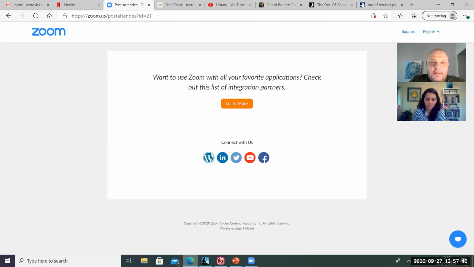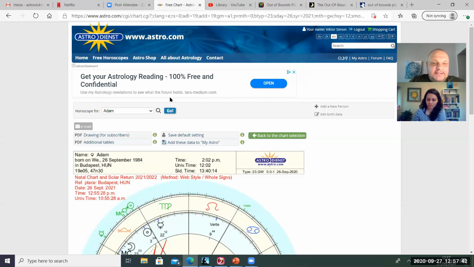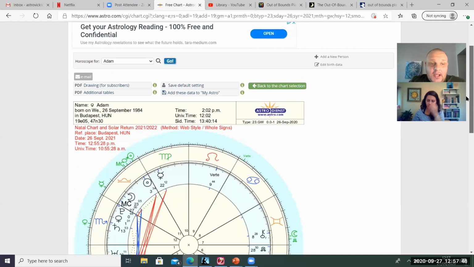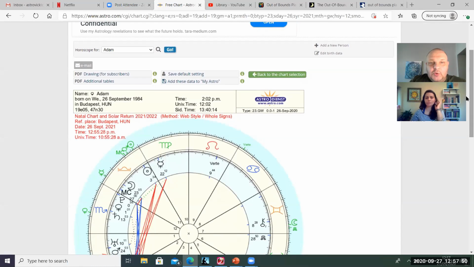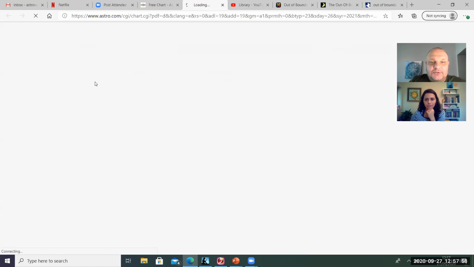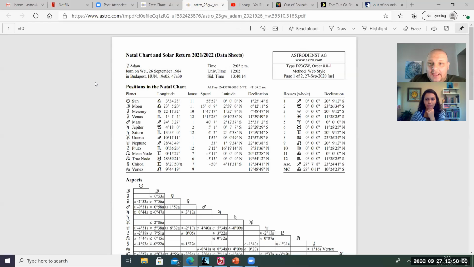So if I'm going on, for instance, here is a chart, and you want to be seeing if you've got an out-of-bound planet, what you do is you just enter your birth data on astro.com, and then you go on additional tables right there, and then you will be able to see the latitude of the planets, but we are actually interested in the declination of the planet.